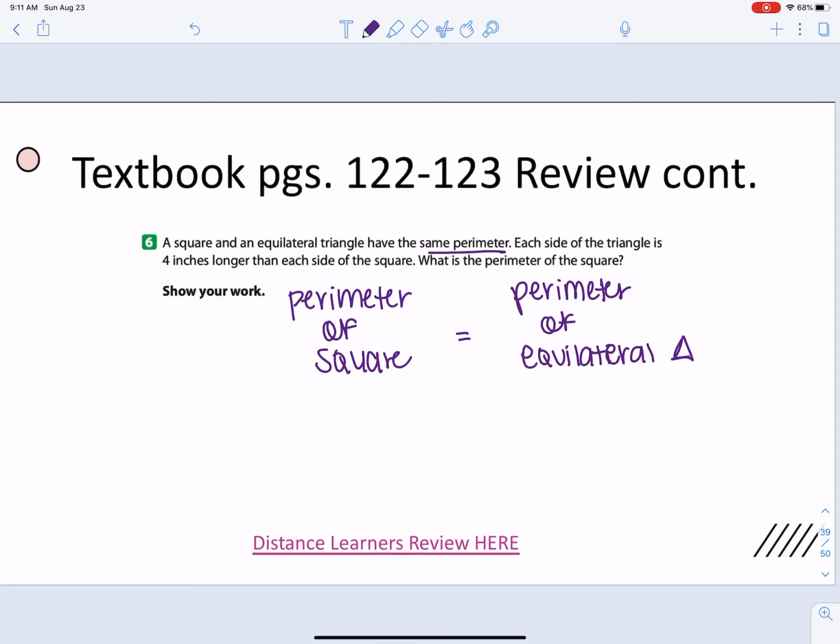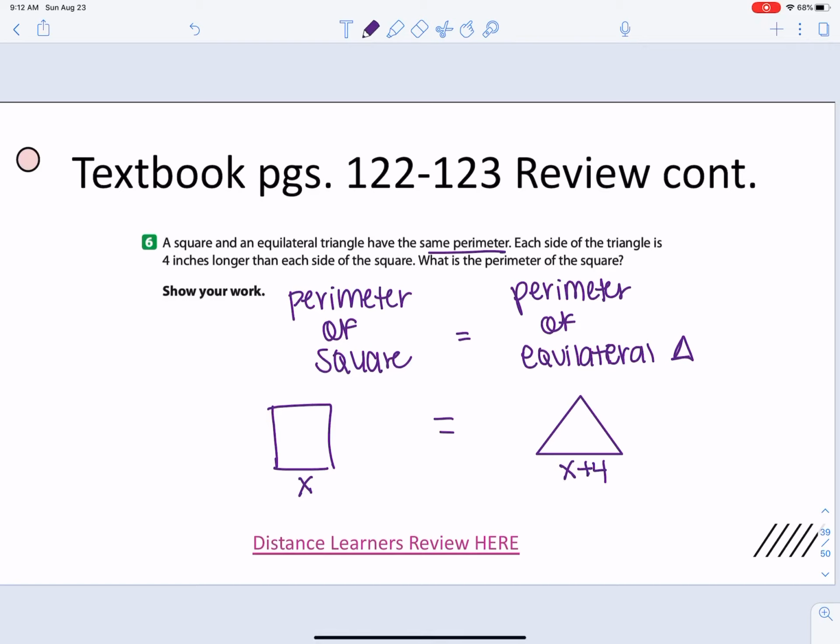Okay, so if I have a square here and a triangle here, let's make that a better looking triangle. It really doesn't look that much better, but it's okay. It says that I have the square. It doesn't really tell me anything about the square, so I'll just say that the length of one side is x, and each side of the triangle is 4 inches longer than the side of the square. So we'll just have that as x plus 4.